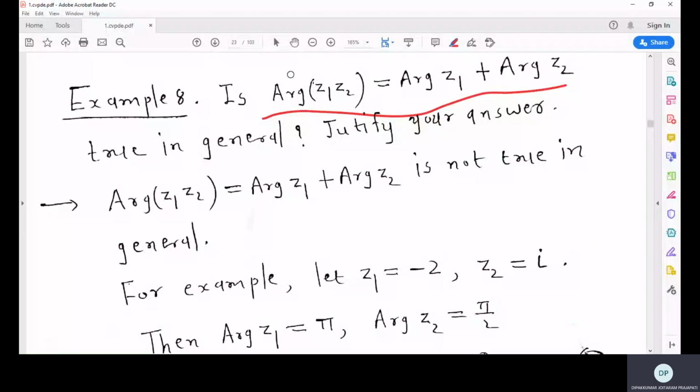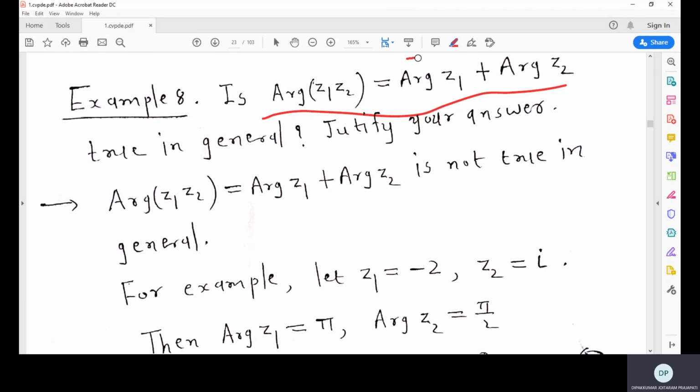In the last lecture, we had discussed some examples on complex numbers. Today also we will do some more examples on complex numbers. Okay, so let us start with the first example.